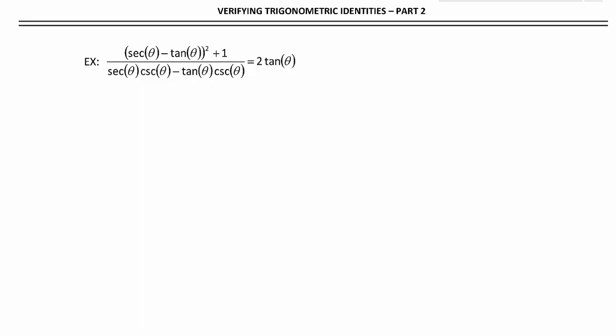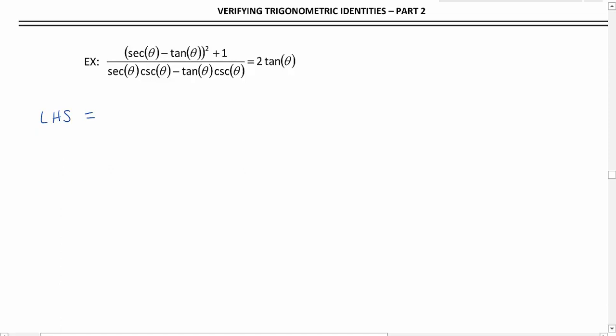And I'm also wondering whether or not I want to turn things into sine or cosine. I'm leaning towards no, because neither side has sine or cosine. So I would leave everything in terms of tangent, secant, and cosecant, and hopefully a bunch of stuff is going to cancel out, and then we'll be left with just 2 tangent. We're definitely starting on the left side. That's our more complicated side.